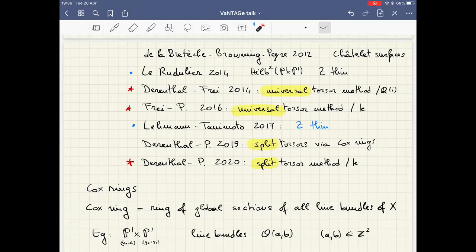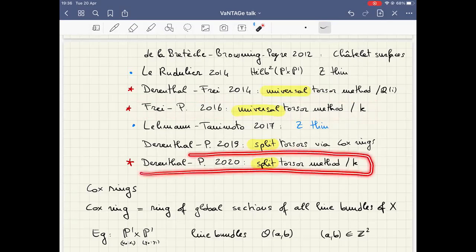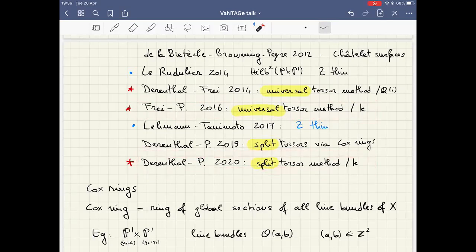So del Pezzo surfaces of degree 4 over a number field that are isomorphic to the given one when we extend scalars to the algebraic closure. And for those, the paper that we wrote doesn't apply because they are not split, in the sense that the Picard group has a non-trivial action of the Galois group. And so to treat those other cases, we had to improve the method, or generalize the method. And this is what we mean when we say we use the split torsor method.